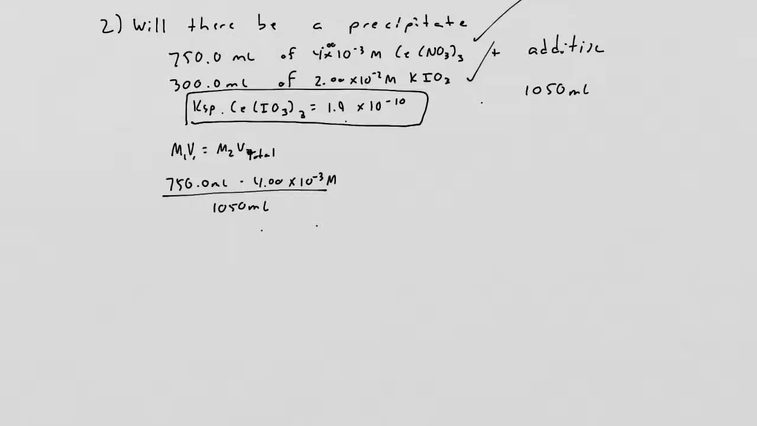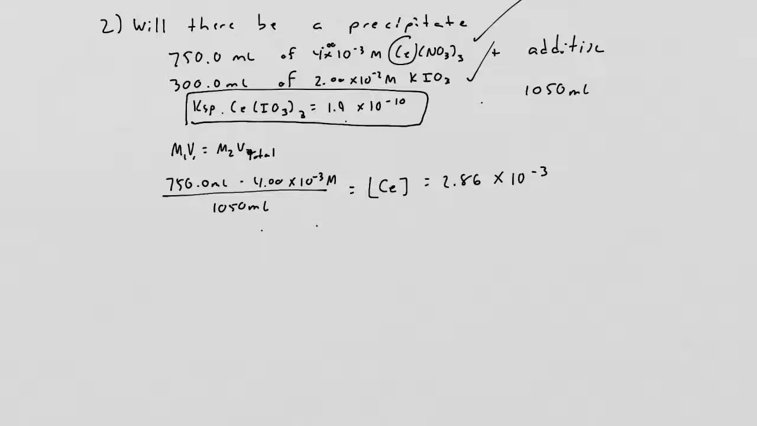And here's the problem with this one. The good thing is, because we're interested in the cerium, there's only one here. Otherwise, we have to take into account the formula. It's very important you recognize that for every 1 mole of that stuff that goes in, you get 1 mole of cerium ions. So this is going to give you the concentration of cerium ions in our new solution, which is equal to 2.86 times 10 to the minus 3.